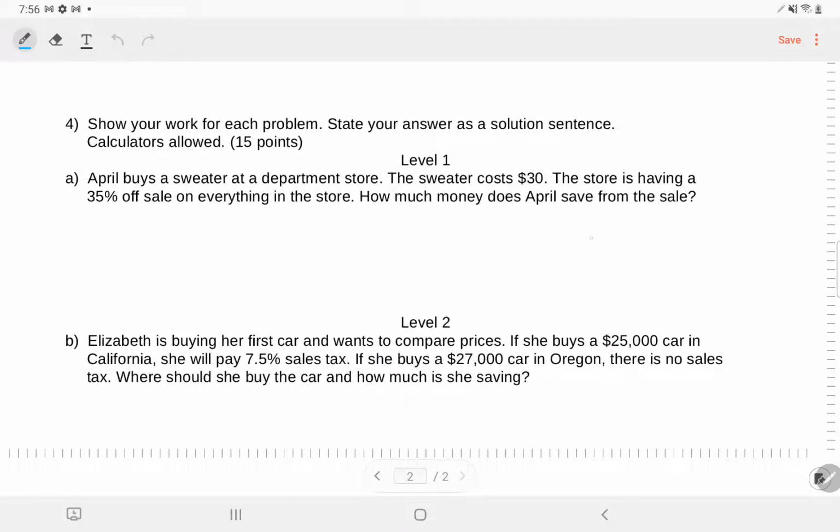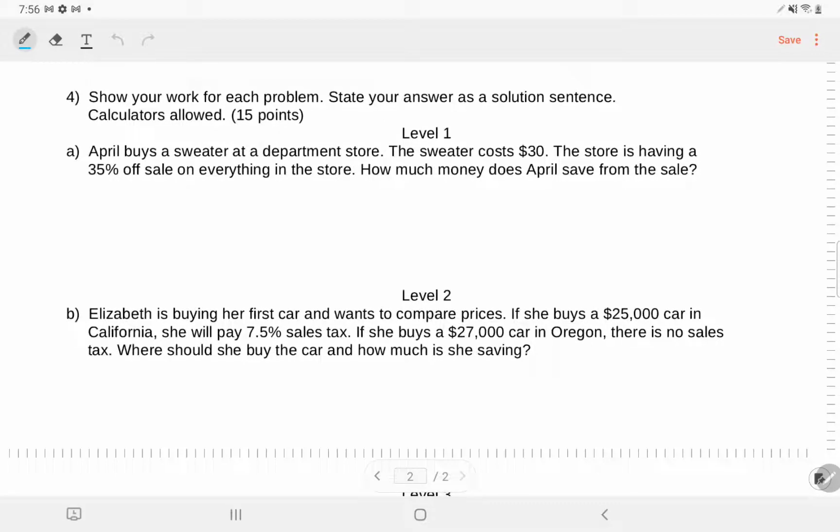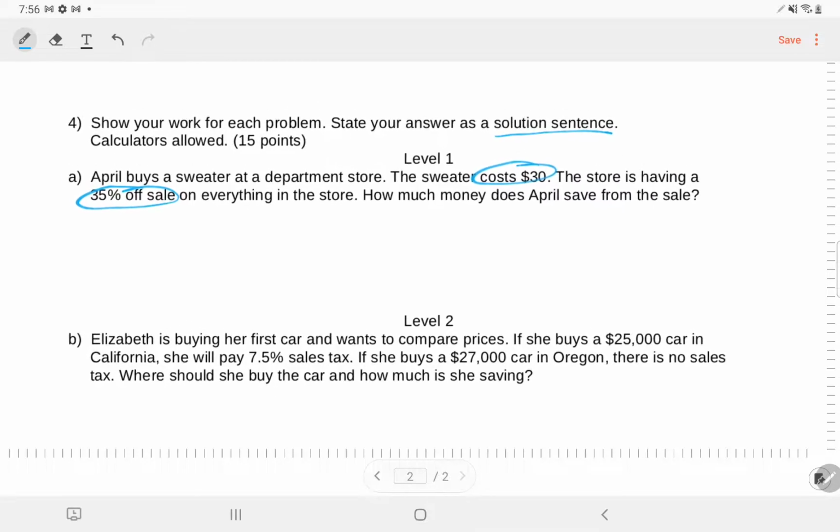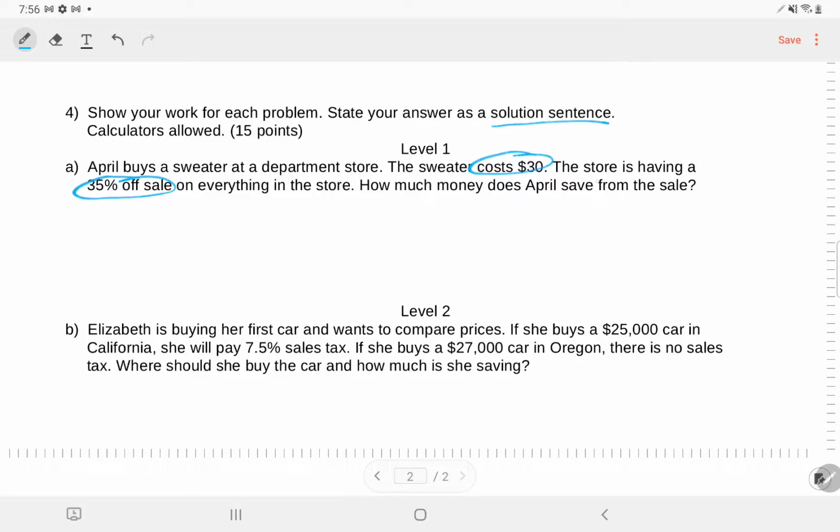Okay, for number 4, show your work for each problem. State your answer as a solution sentence. Calculators allowed. So April buys a sweater at a department store. The sweater costs $30. The store is having a 35% off sale on everything in the store. How much money does April save from the sale?